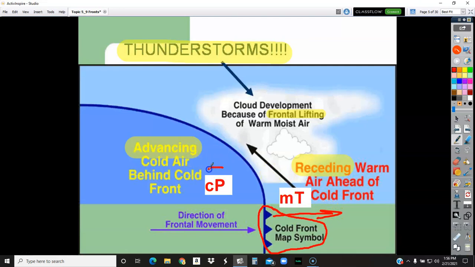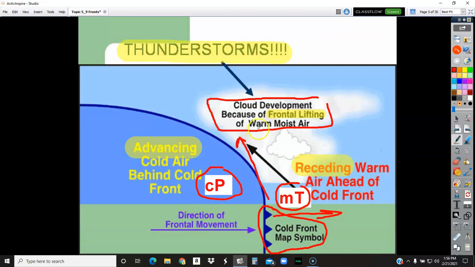Anyway, you've got this cold, heavy, dense air meeting up with this warm, less dense air. Well, that causes what they call frontal lift, and that's what meteorologists will say. The front, this blue line, is going to cause this warm air right here to lift right up over the front.